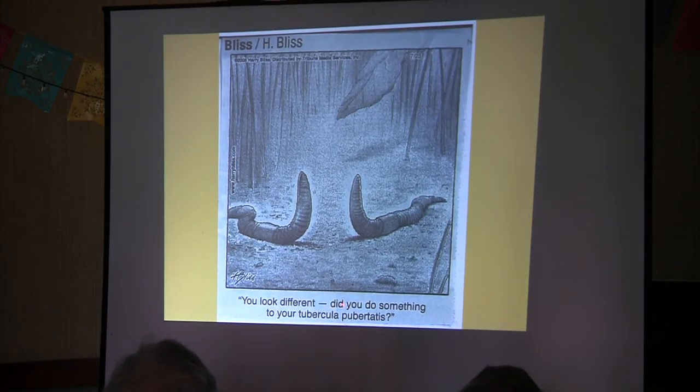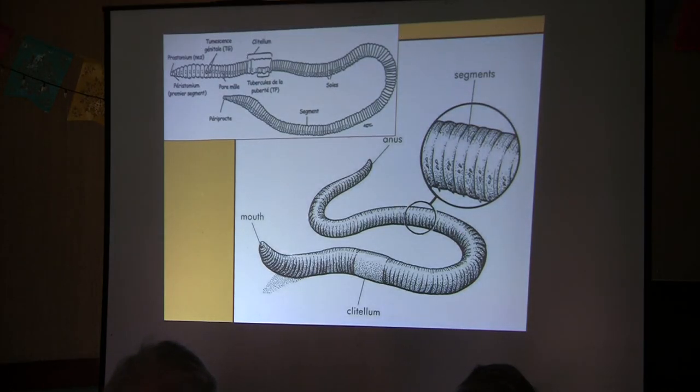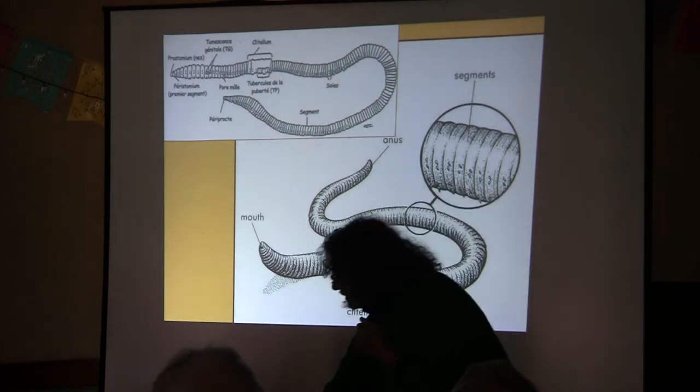I love this. You look different. Did you do something to your tuberculum cuberabis? This thing? That's just basically saying there's not a lot of structure. But they do have these little setae, remember I showed you that picture? And what is one of the more sensitive parts of your body? Lips, right? Really sensitive. That's why kissing is so much fun.